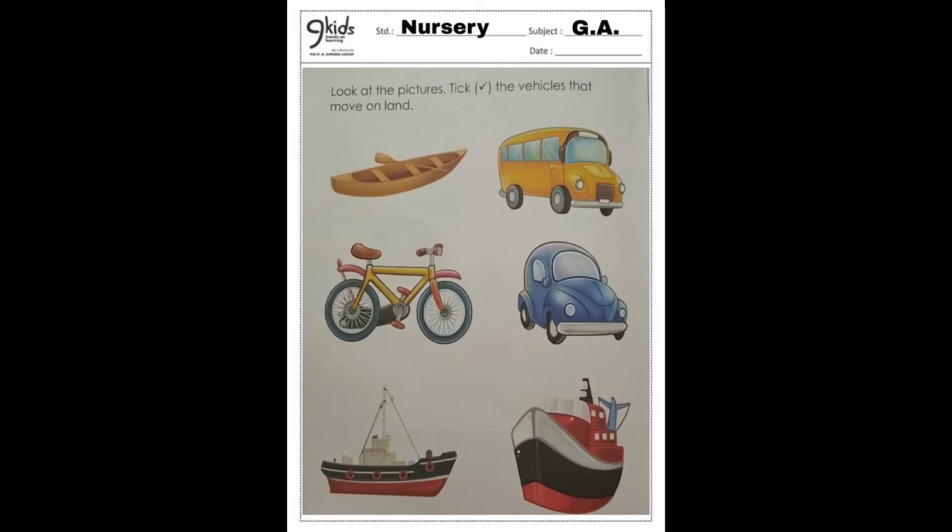Next is a bus. It moves on land, so put a tick mark. Cycle. Cycle moves on land, so put a tick mark. Car. Car moves on land, so put a tick mark. Ship. Ship does not move on land, so we will not put a tick mark. Cruise. Cruise does not move on land, so we will not put a tick mark.